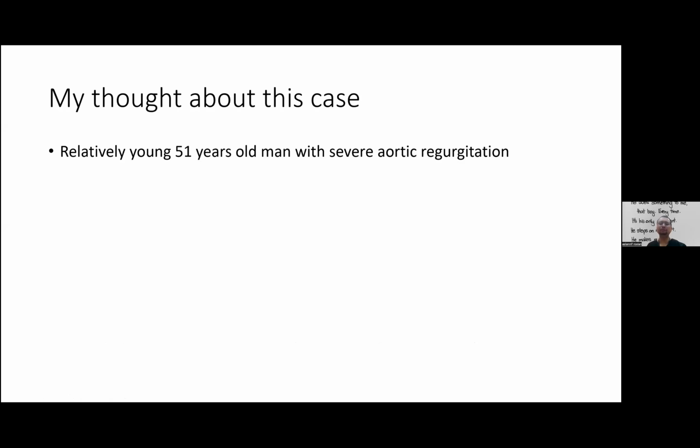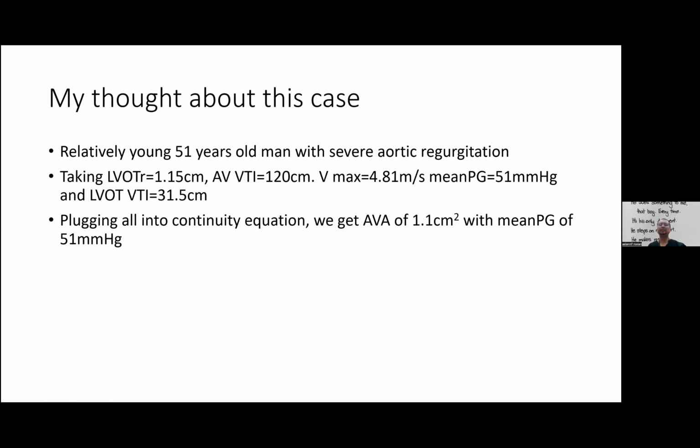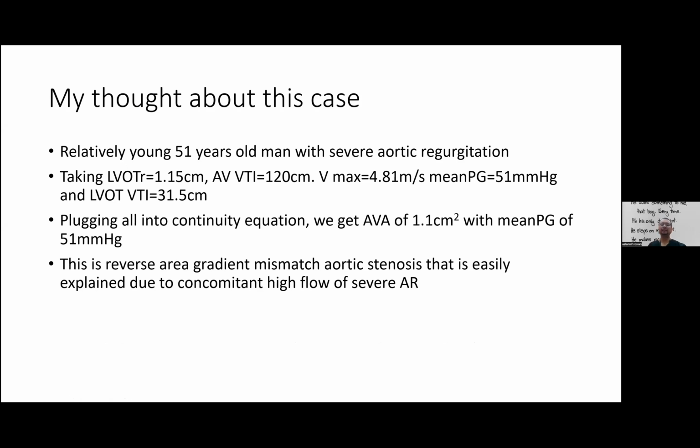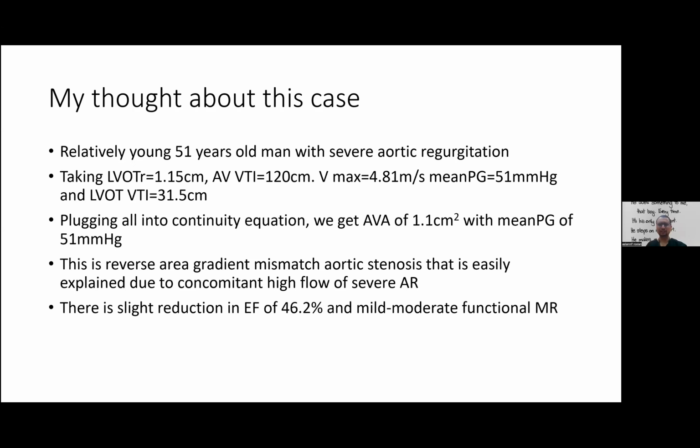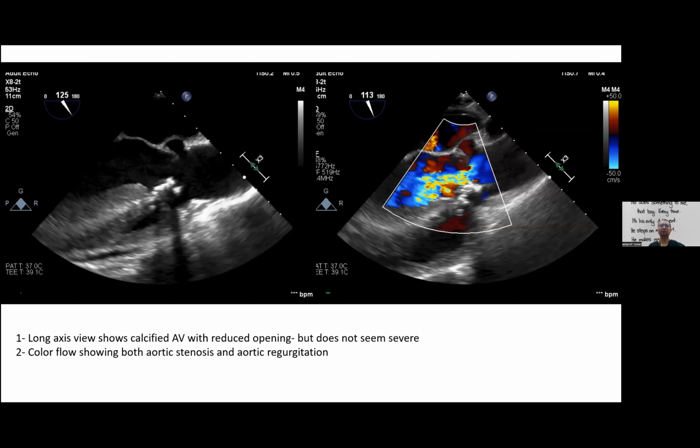So what is my thought about this case? This is a relatively young 51-year-old man with severe aortic regurgitation, with LVOT of 1.15 centimeters, aortic valve VTI of 120 centimeters, and peak velocity of more than 4. We got a reverse area gradient mismatch with AVA of 1.1 and mean gradient of 51. This is reverse area gradient mismatch aortic stenosis that is easily explained by the concomitant high flow of severe aortic regurgitation. There is a slight reduction in ejection fraction of 46.2% and mild to moderate functional MR. Because I am still unsure of the number of leaflets, I proceeded with a transesophageal echocardiogram.